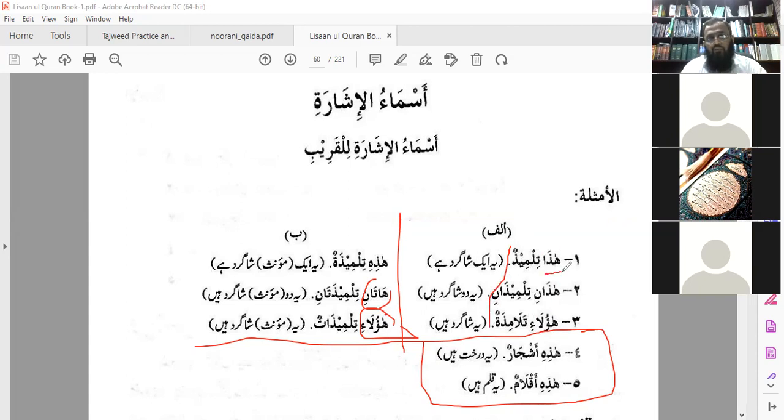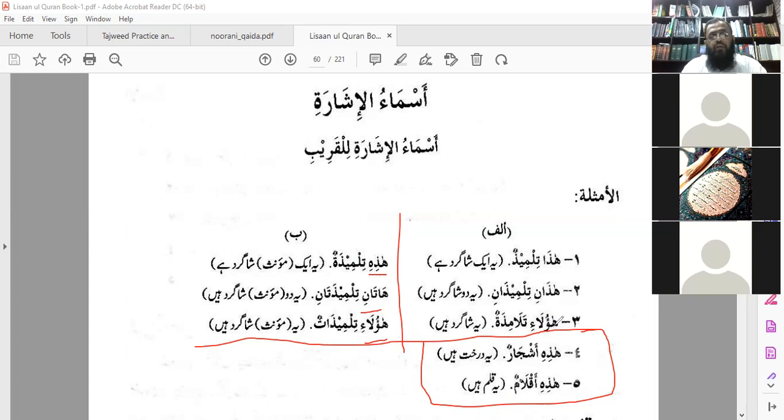This is for Al-Mufrad, Muthanna, and Jama. These three are used for Muannas. This is for Wahid Muannas or Al-Mufrad Muannas. And Hatani for Muthanna Muannas. And Haulai, this is common for Mudhakkar and Muannas for Jama.